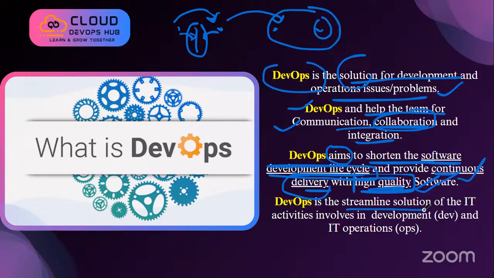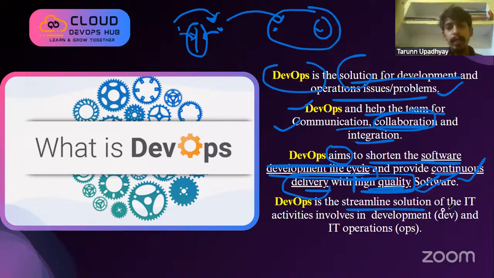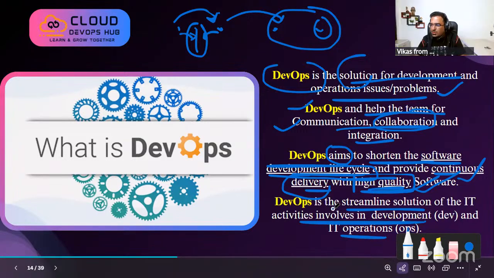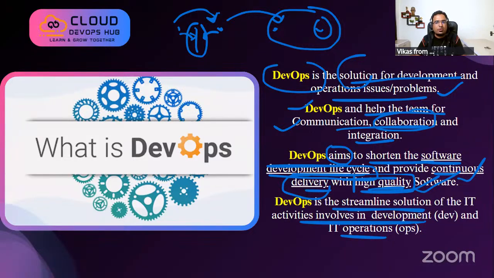DevOps is the streamlined solution of the IT activities involved in development and IT operations. Correct, DevOps is a streamlined solution. Sometimes we have a lot of solutions. Let us assume we have hundreds of solutions. It's not like we will give a new solution to everyone. We will provide a proven solution which will definitely work. So a streamlined or proven solution is what we provide so that development and operation teams can work smoothly.